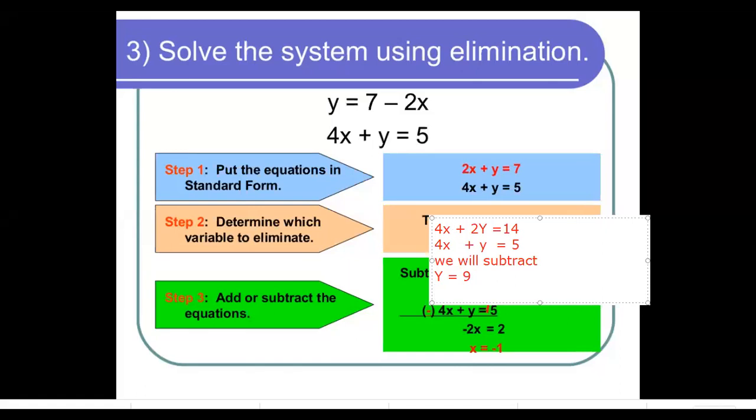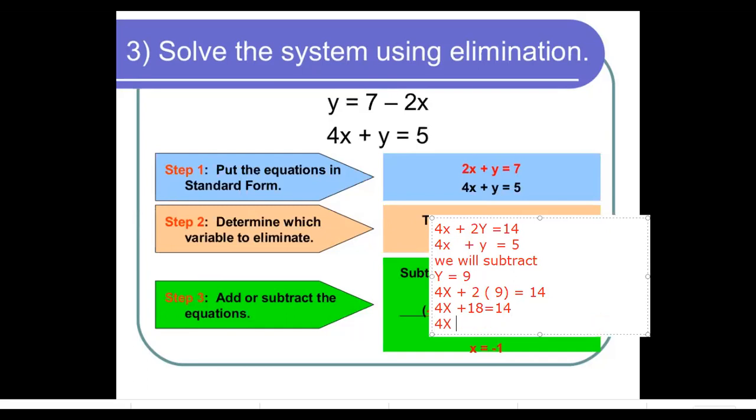I will take the value of y and go back to one of the equations. Then it could be 4x plus 2 times the value of y, which was 9, equals 14. Substituting in the first equation, we have 4x plus 18 equals 14. We will transfer, so 4x equals 14 minus 18. It will be -4. So by the end, we found that the value of x equals -1.